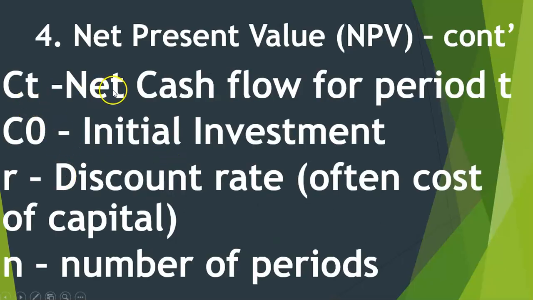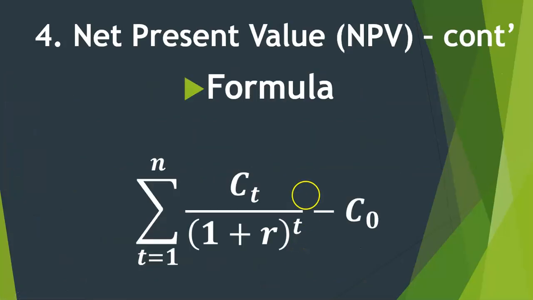The CT means the net cash flow for the period T. CO means the initial investment that you had, whereas the R is the discounting rate, often the cost of capital, and then your N would be the number of periods. So you will be able to replace these values once you have determined the value of N, the value of R, and the value of CT.